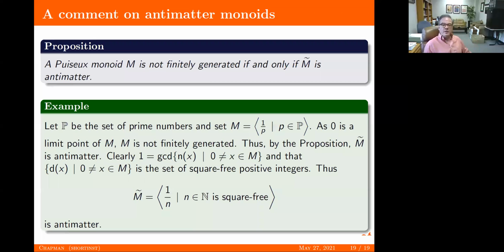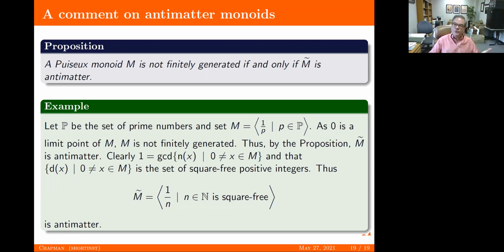And let me close with a nice antimatter monoid constructed using this proposition. So take the set of prime numbers and let's look at a really natural Puiseux monoid: the monoid generated by the reciprocals of all the primes. So 0 is a limit point, so it's not finitely generated. So by the proposition, the root closure of this thing is antimatter.